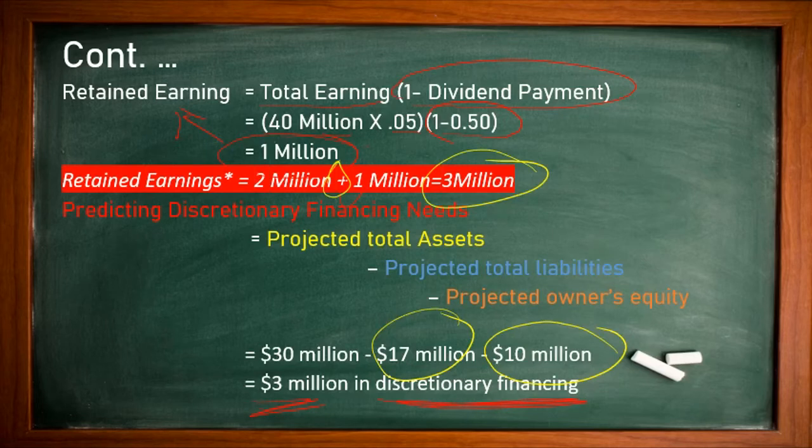So this is the conclusion we can state after solving with the percent of sales method. If we want to achieve 40 million of sales, we need to arrange 3 million to run this business.